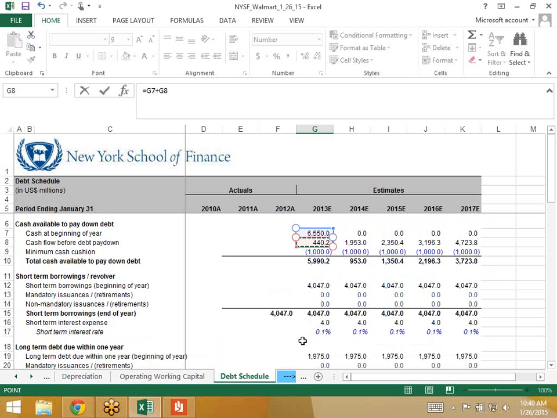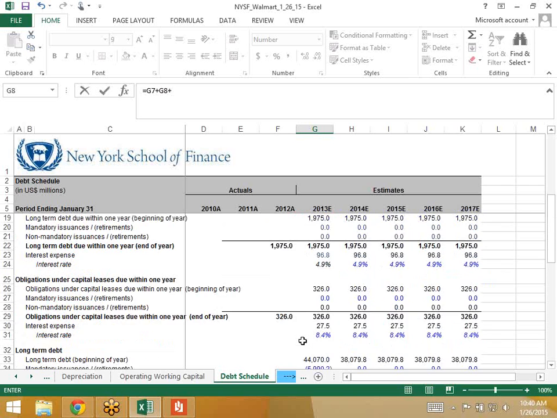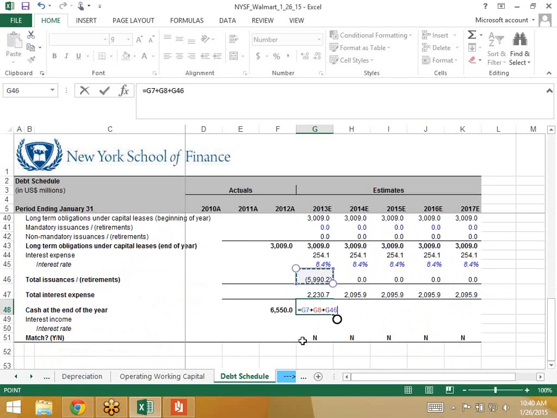This is all the cash generated this year, but it excludes something. Right? It excludes the debt that we've raised or the debt that we've paid down. We need to include that piece. So where do we get that piece? Minus down at the bottom. Yep. The total issuances and retirements.